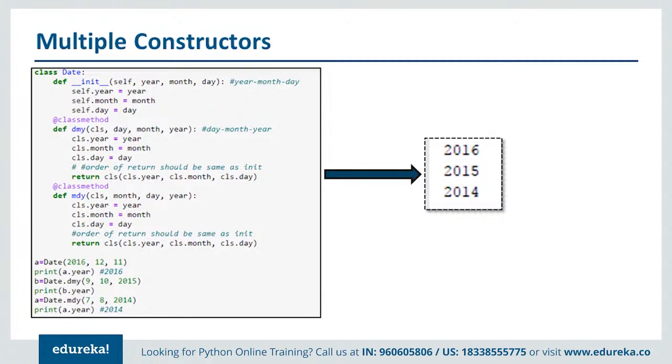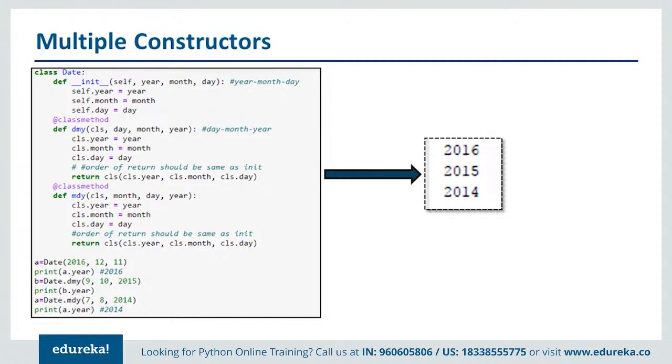Similarly, if we don't want to go for the constructors, we can go for some other class methods. In this case, I am saying b is equal to date.dmy, and in there I am just trying to give the value called day as 9. Now you can see the parameters themselves are different. The position of the parameters is different here.